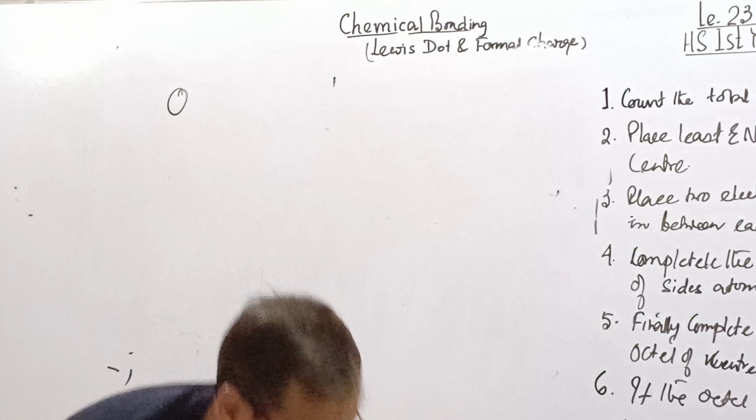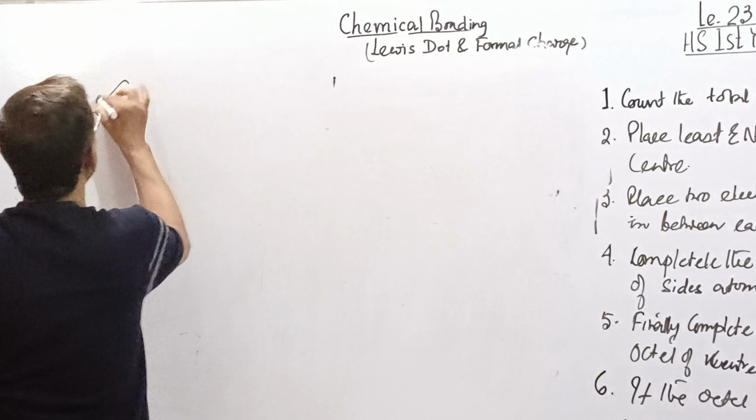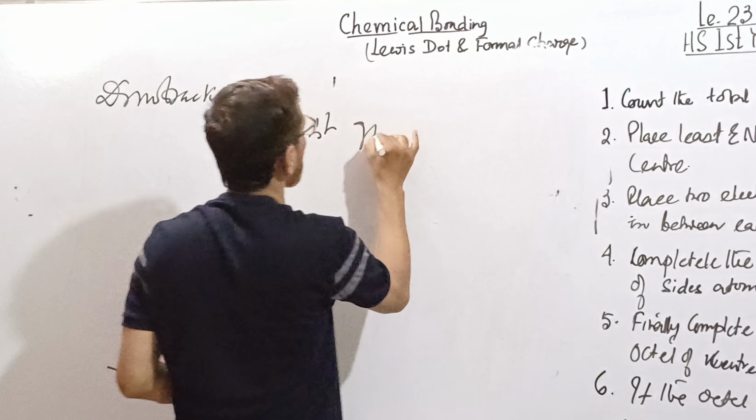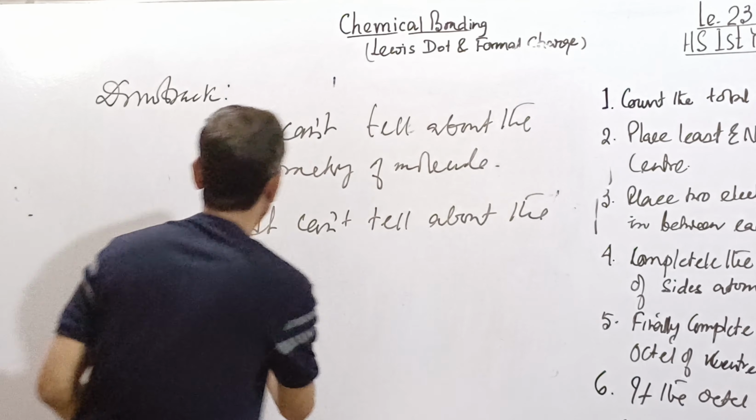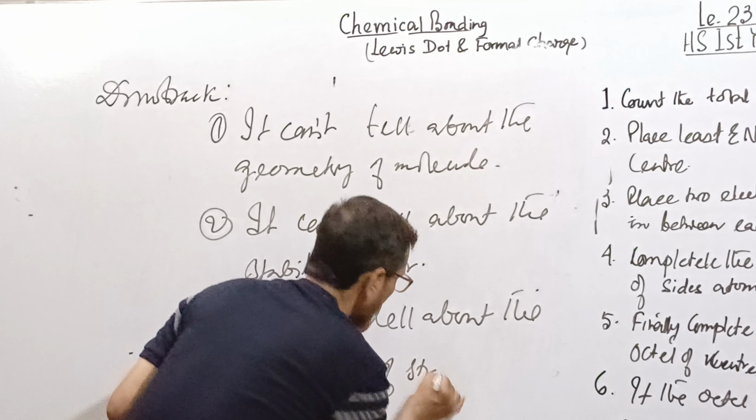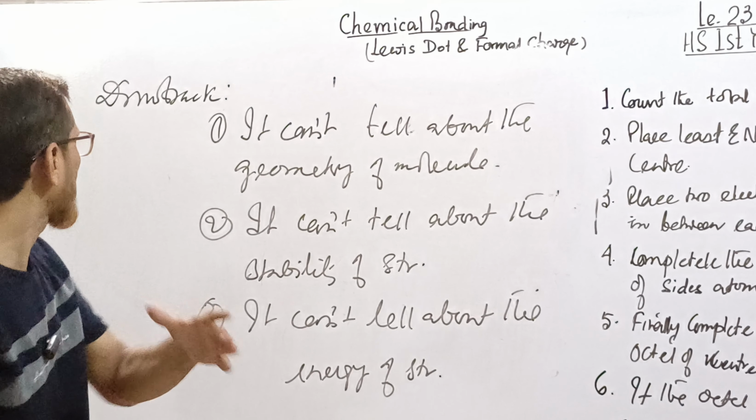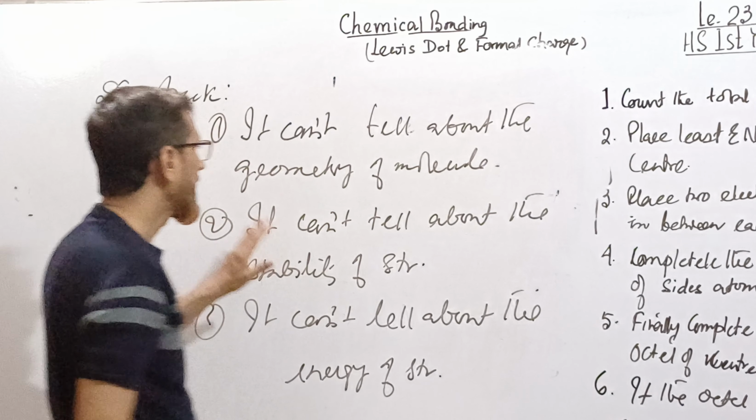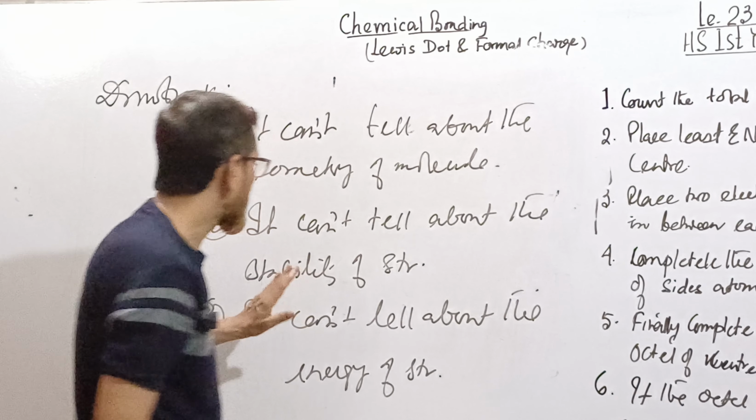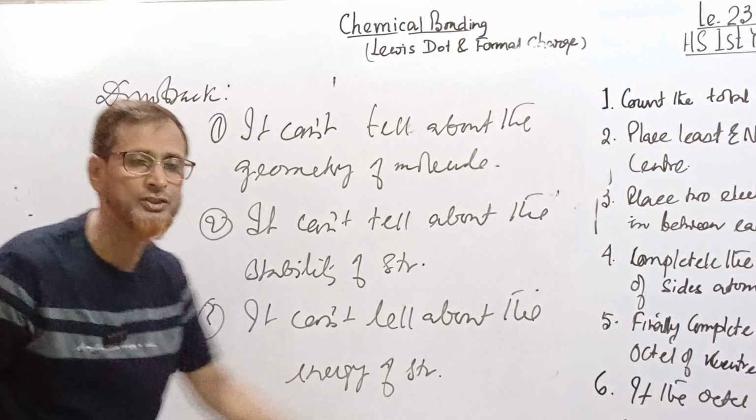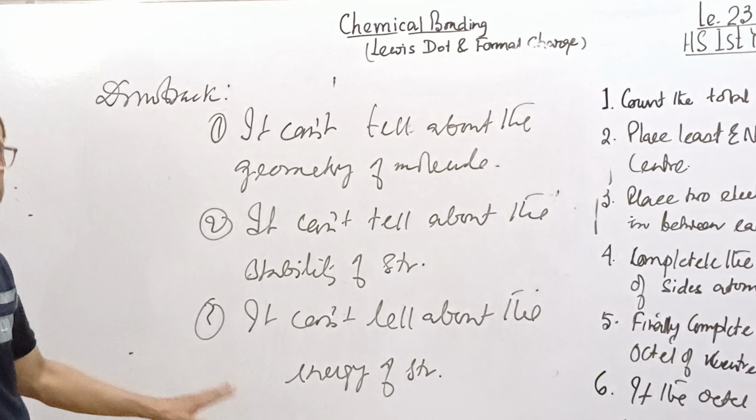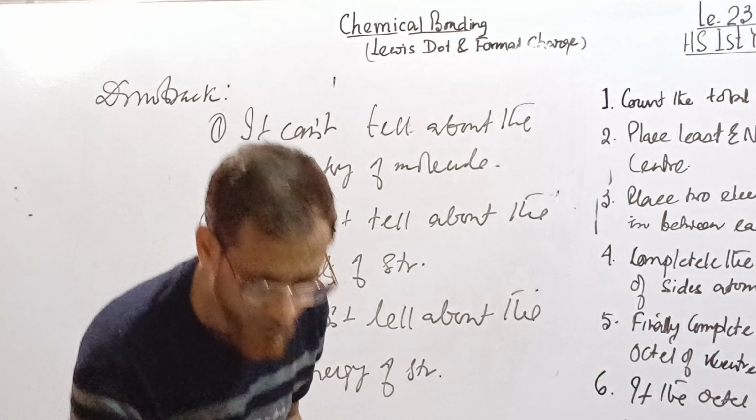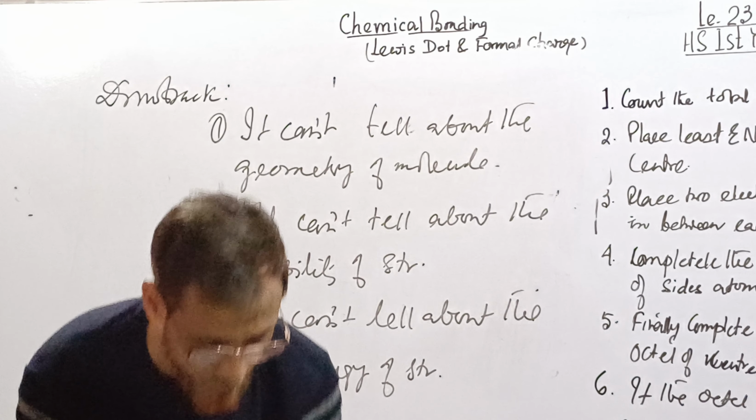That is Lewis dot. What is the drawback? The drawback of the Lewis dot structure is that it cannot tell about the geometry of the molecule. It cannot tell about the stability of the structures. It cannot tell about the energy of the structures. Am I right? This is all about formal charge and Lewis dot structure.